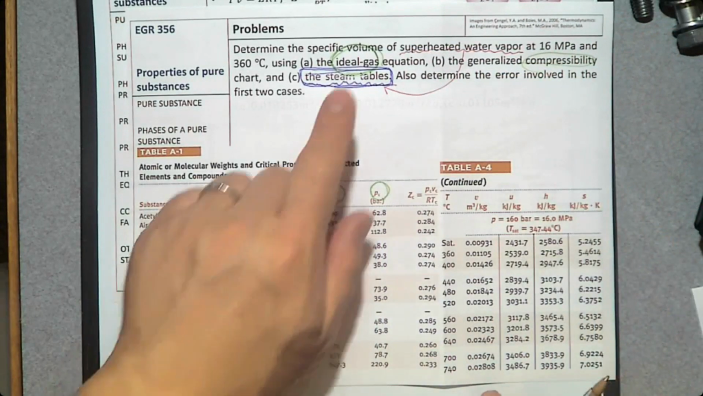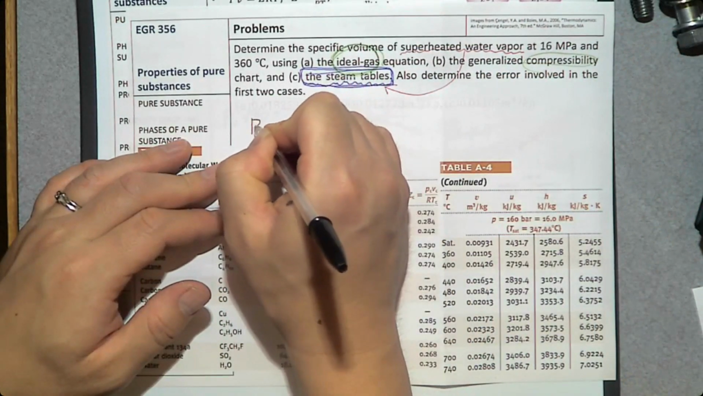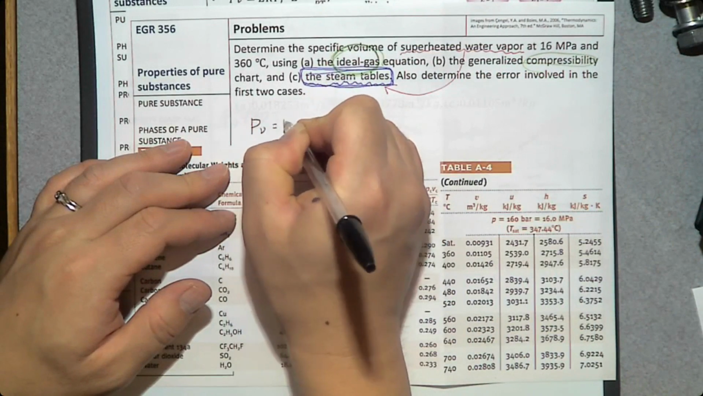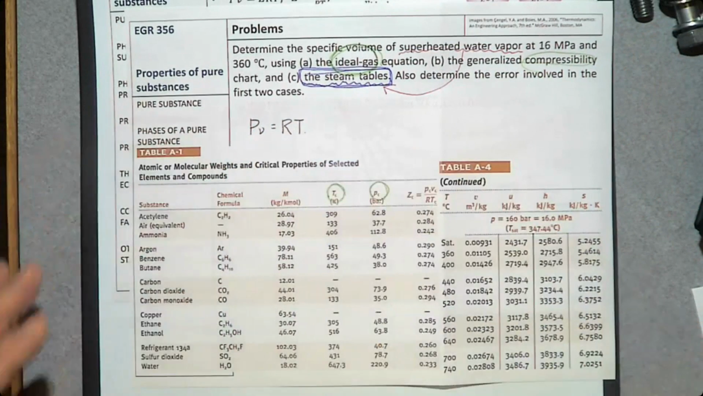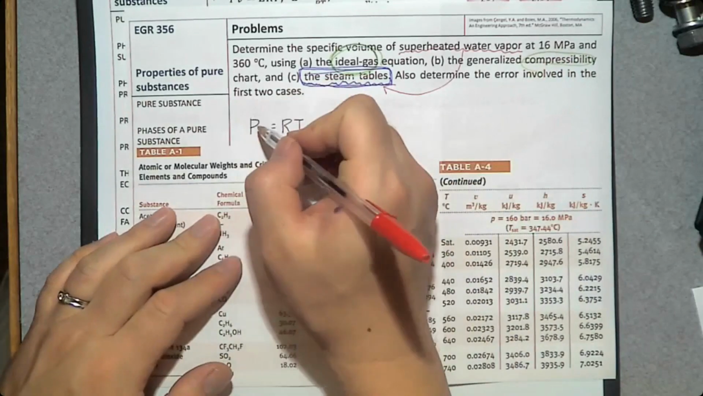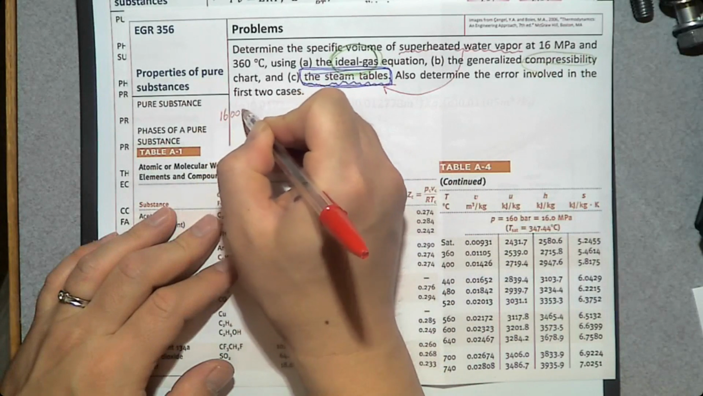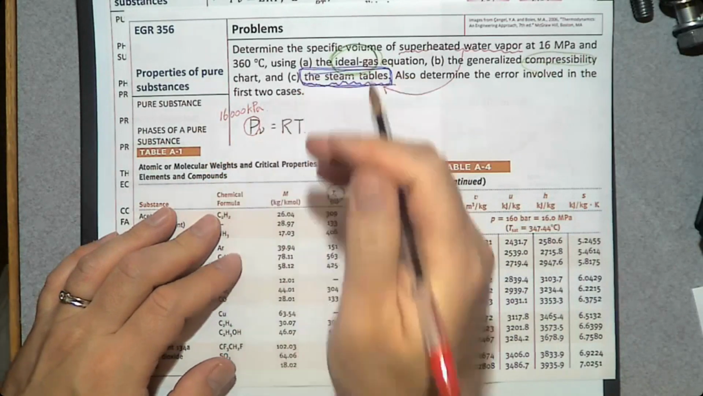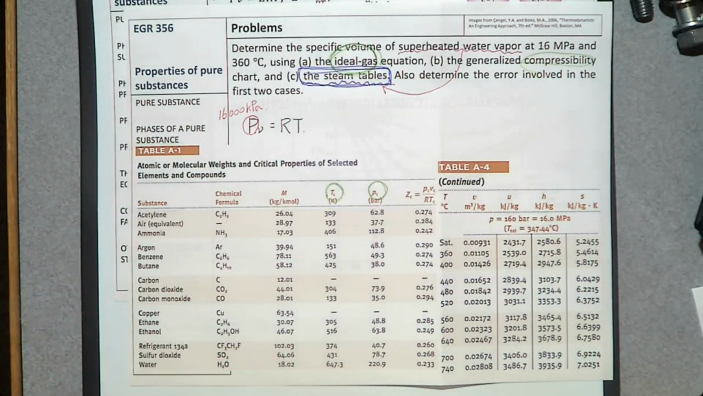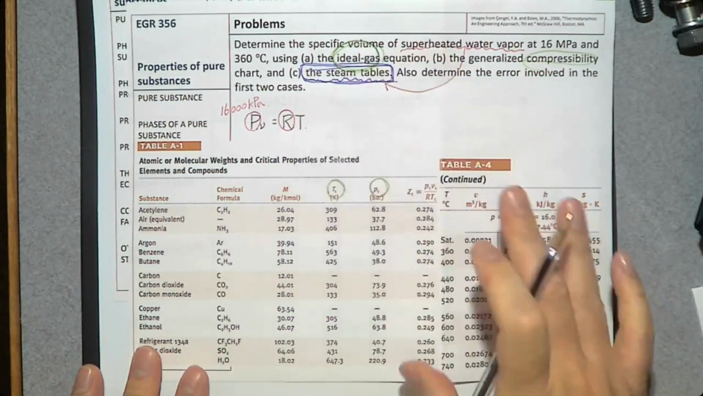We are going to use the ideal gas equation first. The ideal gas equation is PV = RT. Then the pressure of the system is 16 megapascal. I'm going to use kilopascal, so that's going to be 16,000 kilopascal, because I don't want to do a unit conversion in this equation. And gas constant R can be found from table A1.